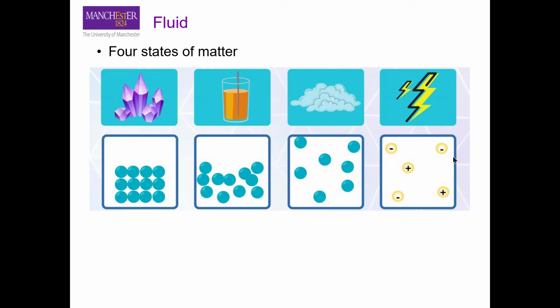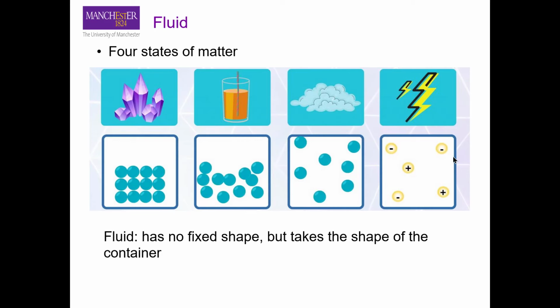So we start by looking at what a fluid is. We know from our elementary science that there are four states of matter: solid, liquid, gas, and plasma. And if we look at an informal definition of a fluid, it's a substance that has no fixed shape but takes the shape of the container.